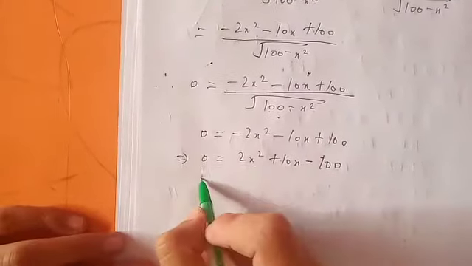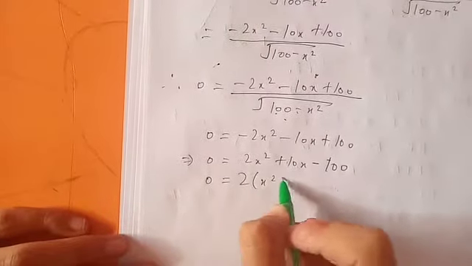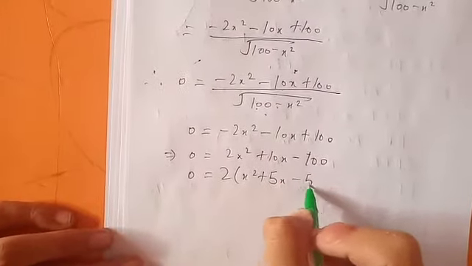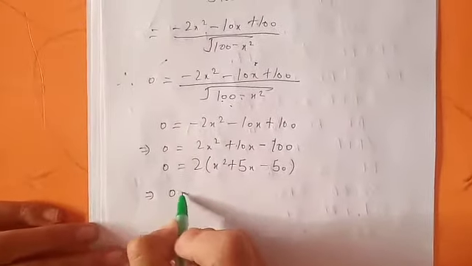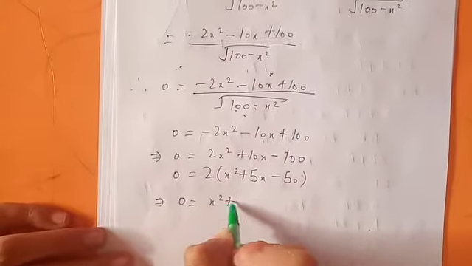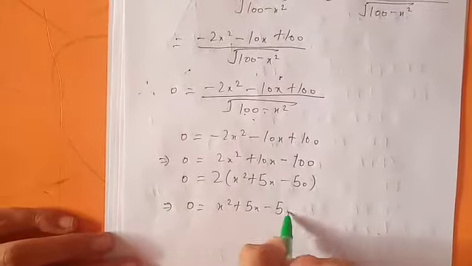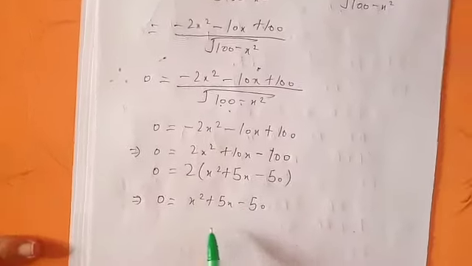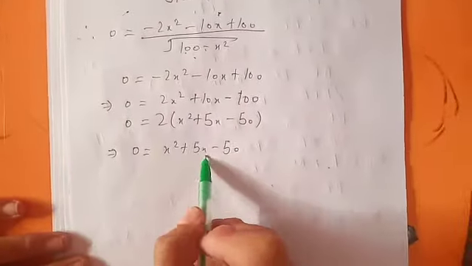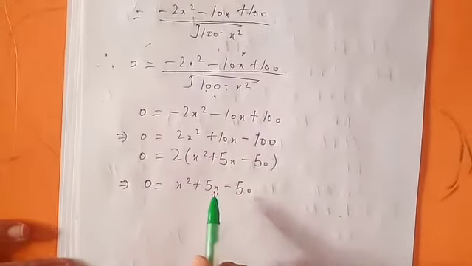Now 2 is common in all: 2x square plus 5x minus 50. That means 0 is equal to x square plus 5x minus 50. Now we can find the value of x by splitting the middle term.